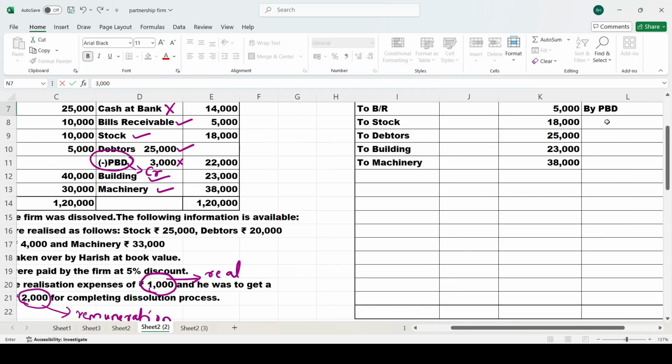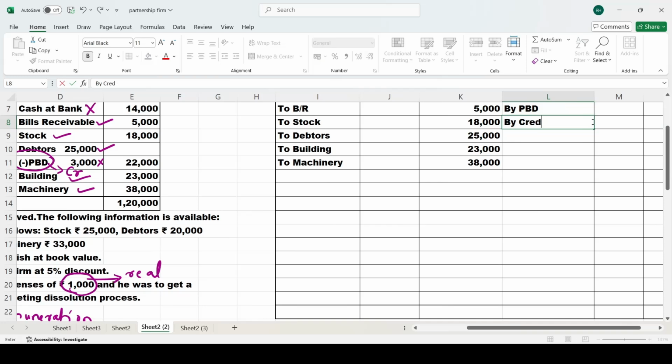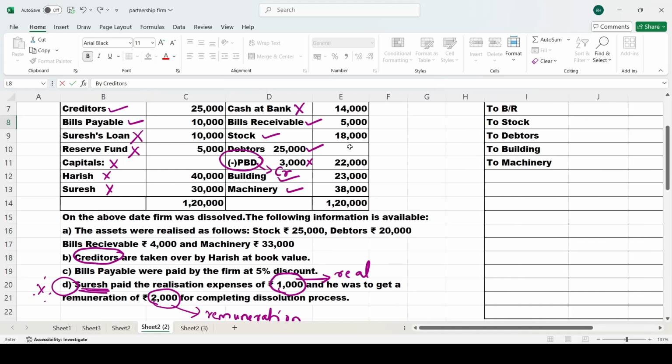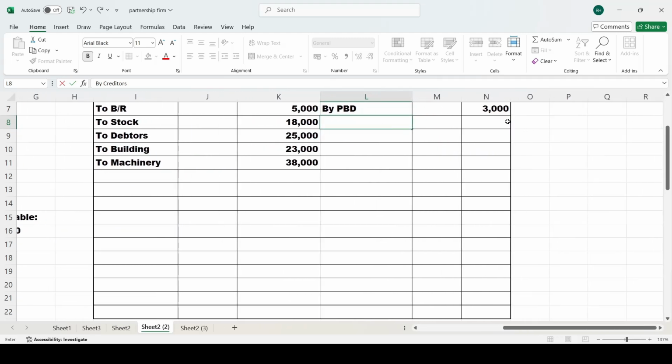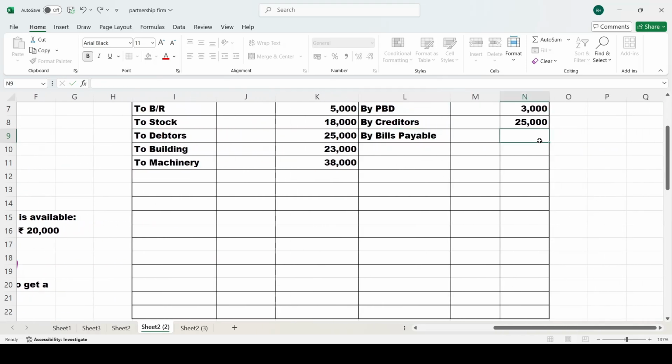Okay, first we will take the creditors. By creditors. Creditors, how much amount? Creditors is 25,000. We'll take 25,000 directly to the outer column. Next we have bills payable. By bills payable. Bills payable, how much is the amount? Bills payable 10,000. So we'll take 10,000 over here. So we have completed the second step also.